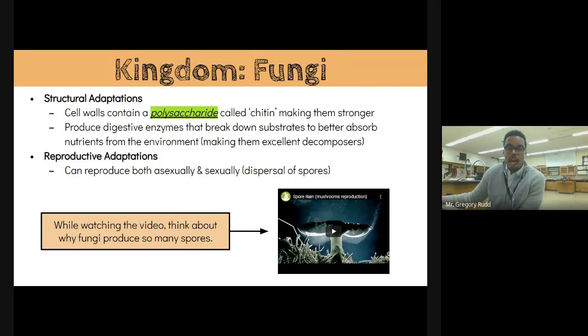Chitin is a polysaccharide. So based on the fact that it's a polysaccharide, which of our 4 biological compounds must it be? Which of the 4 biological compounds is chitin if it's a polysaccharide? Because chitin is a polysaccharide, that means it must be which of the 4 biological compounds?